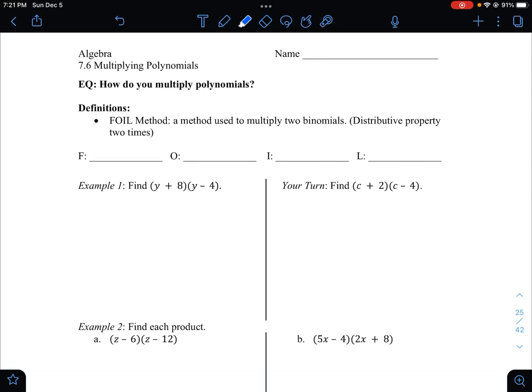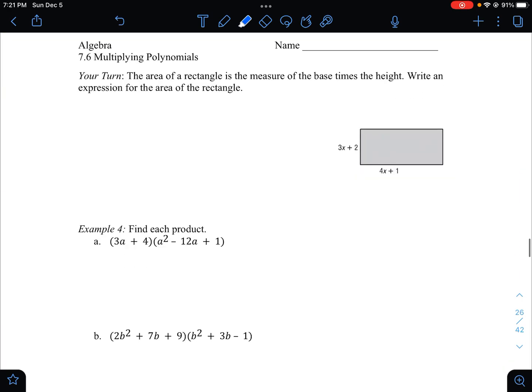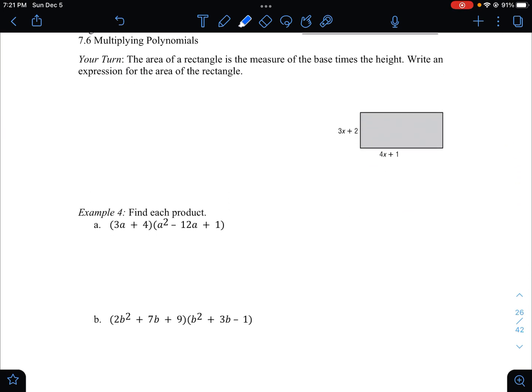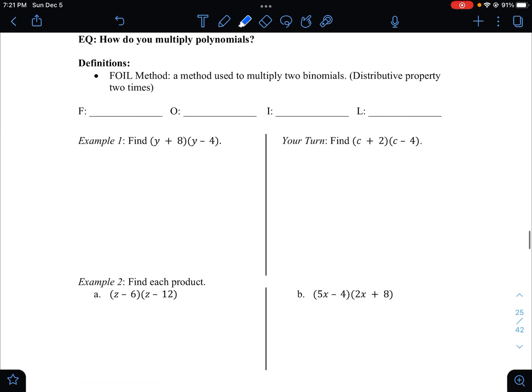Hi everyone. Today's lesson is section 7.6 and it's multiplying polynomials. So we already did multiplying monomials by polynomials, but today we're going to concentrate on, which you can see in example 1, multiplying a binomial times a binomial. And then when we get down to example 4, we're going to have a binomial times a trinomial and then a trinomial times a trinomial. So the good news is today it's just distributive property a whole bunch of times.